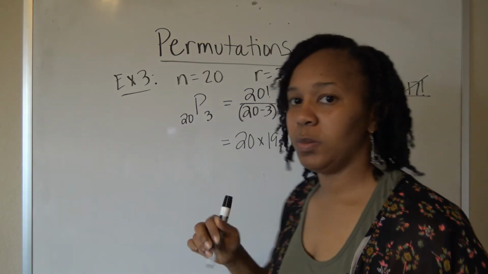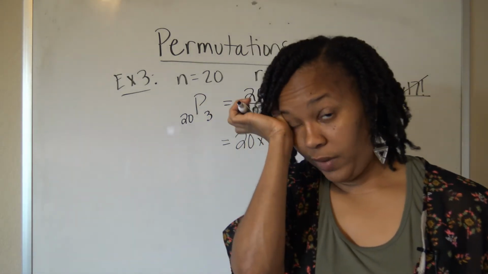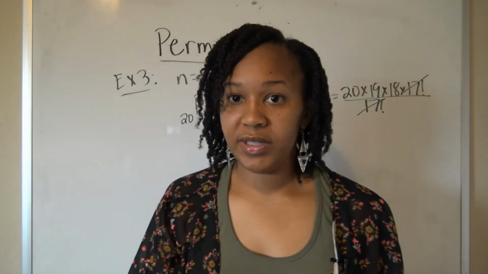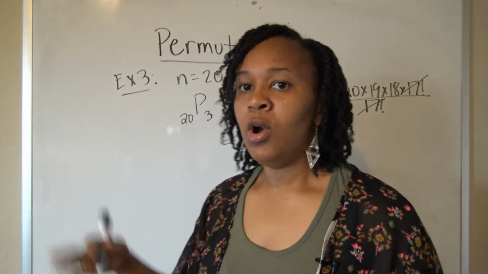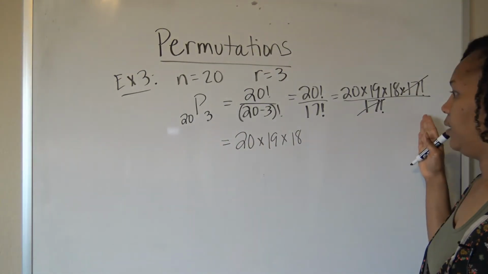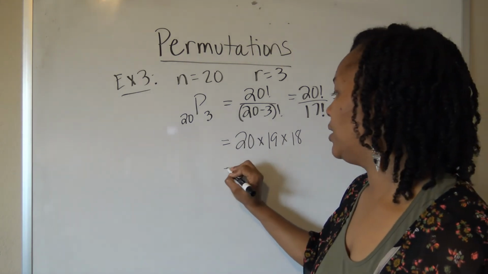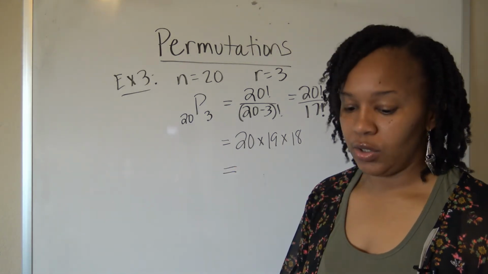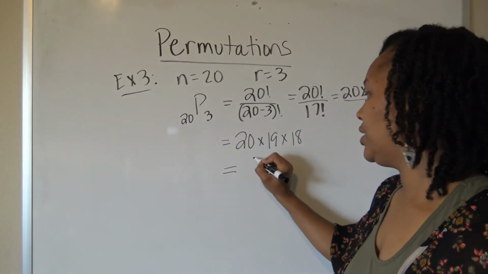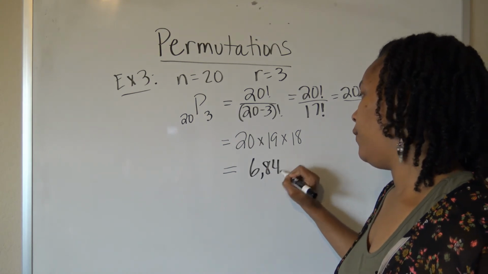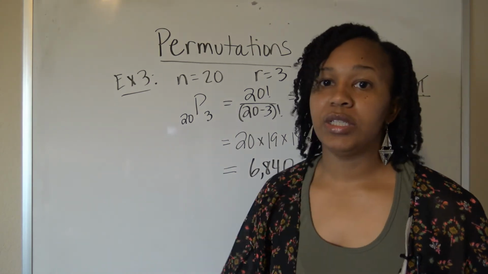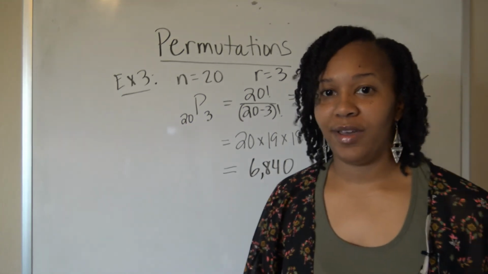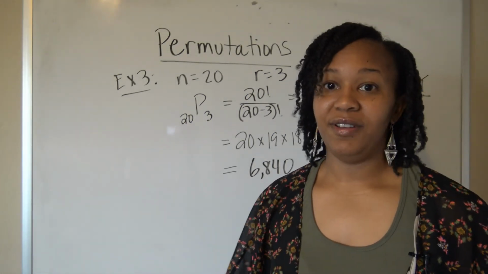And again, you could just plug it in your calculator, figure out what 20 factorial is, figure out what 17 factorial is, and then divide them. Or you could go through and break it down like I have done, and you end up with 20 times 19 times 18. And so you end up just multiplying that, and you get 6,840. So that means there are 6,840 different ways that those positions can be filled.